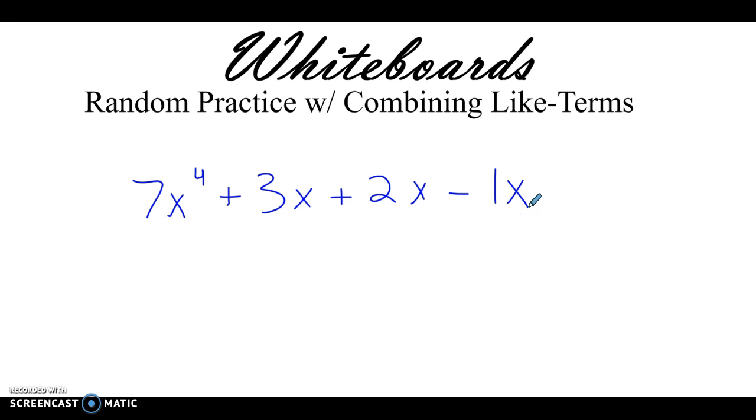Next one. Okay, what is the leading coefficient? 7. How many terms does it have? 2. The answer is 2. Why? You have to combine like terms. All of these are x's. So if it was in standard form, it would be 7x to the 4th plus 4x, right?